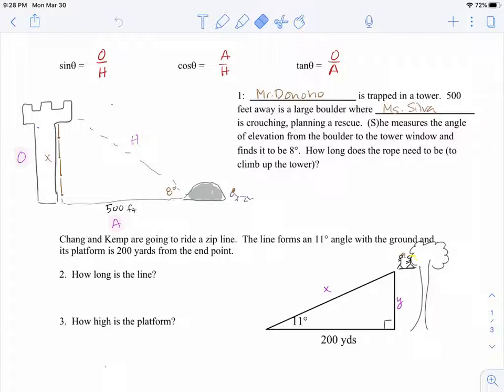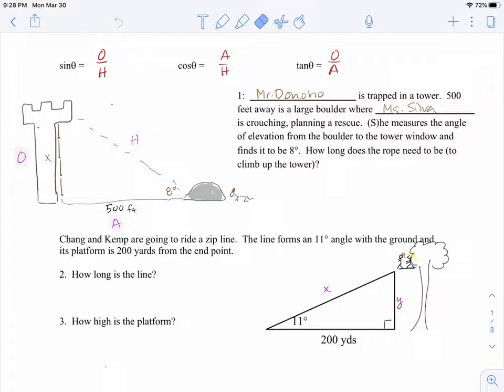500 feet away is a large boulder where Miss Silva is crouching, planning a rescue. She measures the angle of elevation from the boulder to the tower window and finds it to be 8 degrees, which you see here. How long does the rope need to be to climb up the tower? Well, step 1, label your triangle with an O, A, and H, which I have done here. Step 2, what do you have? What do you need? We have A and we need O.